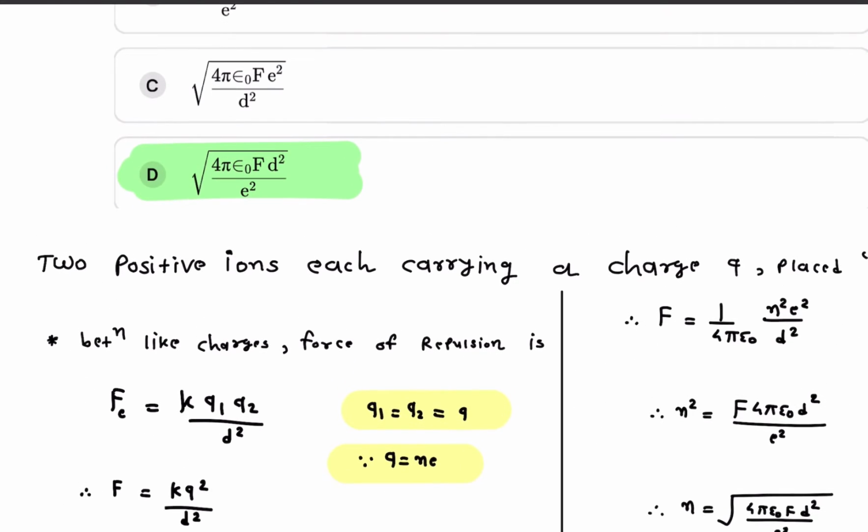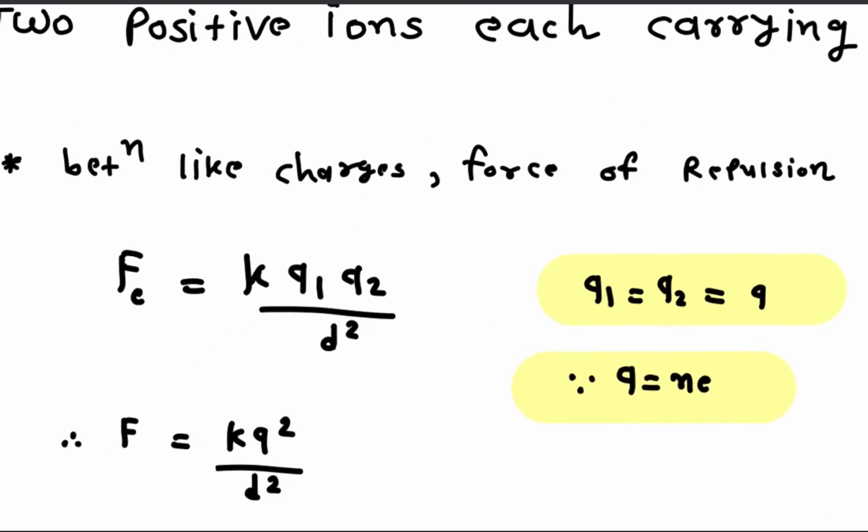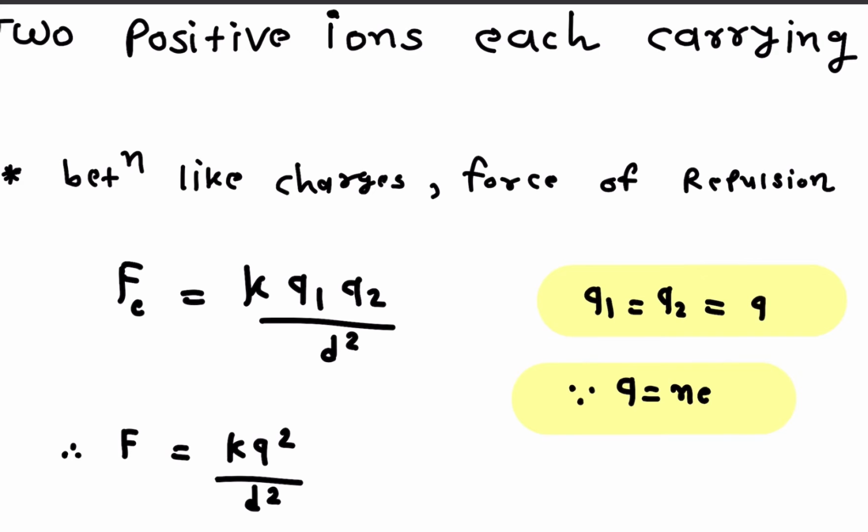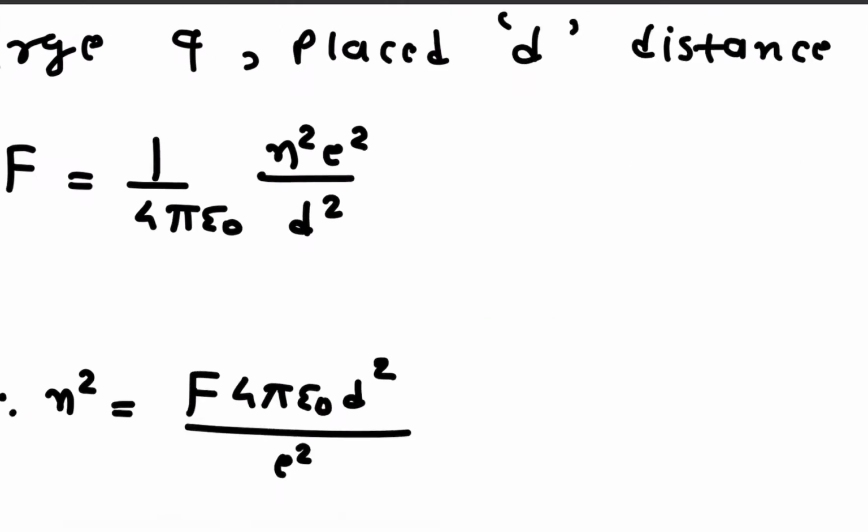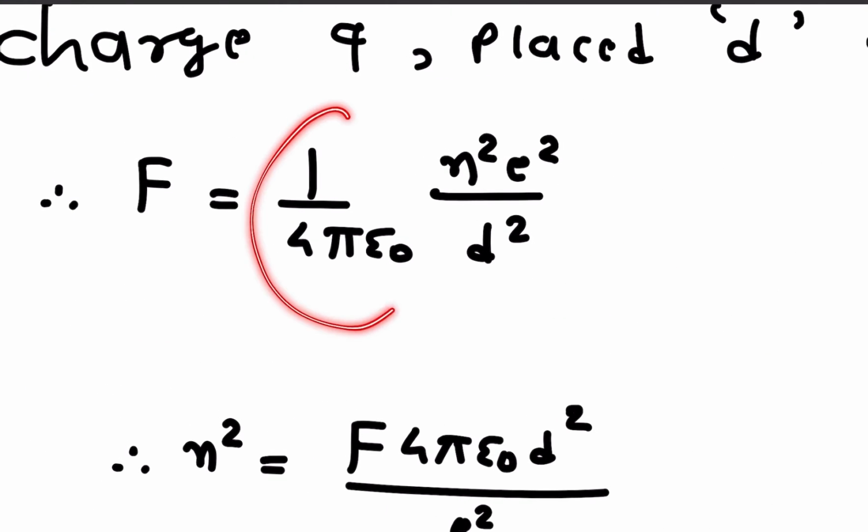So according to Coulomb's law, the force of repulsion between the two like charges, that is Fe, is equal to K Q1 Q2 by D square. Here Q1 and Q2 are the two identical charges, so Q1 Q2 is equal to Q square, and according to quantization of charge, Q is equal to Ne. So F is equal to KQ square by D square. In place of Q, we put the value Q is equal to Ne, so N square E square. So F is equal to K, where Coulomb's constant K is equal to 1 upon 4 pi epsilon naught.